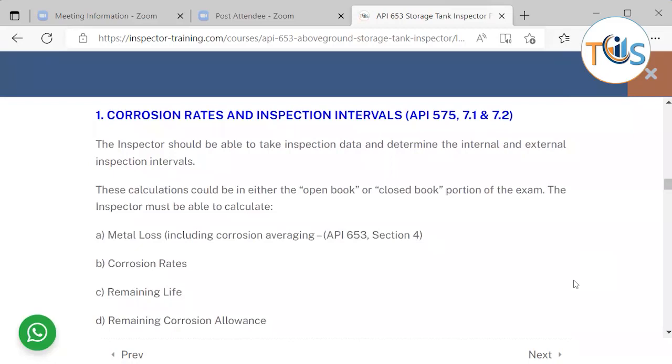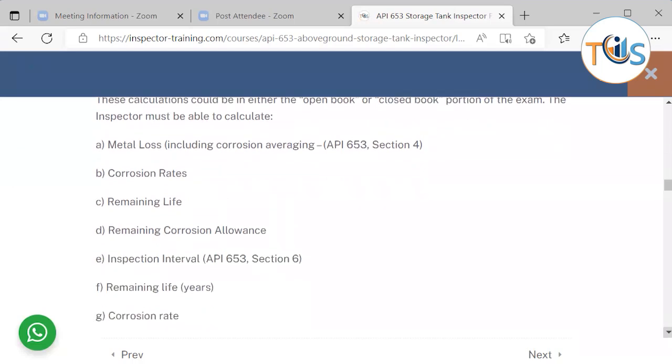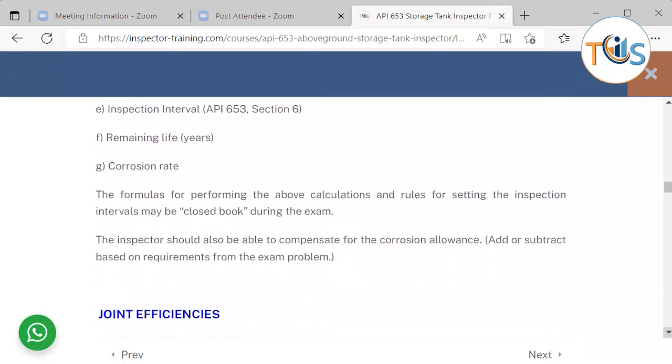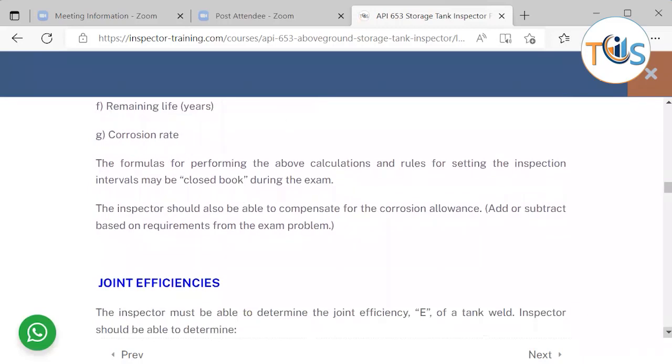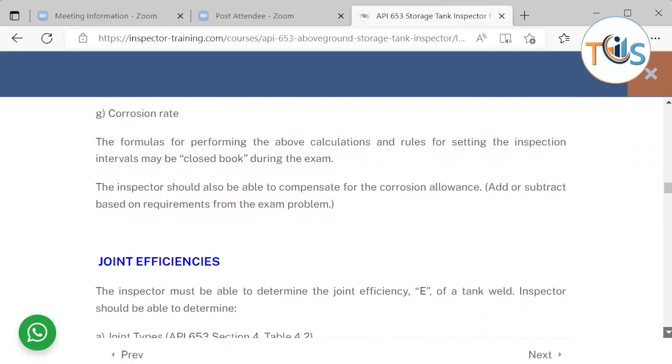You should know about the corrosion rates and inspection interval. That includes metal loss, corrosion rates, remaining life, and remaining corrosion allowance. That's all covered in API 653 section 4, and questions can come in both closed book and open book. The formulas will always come in the closed book if you need any calculation.